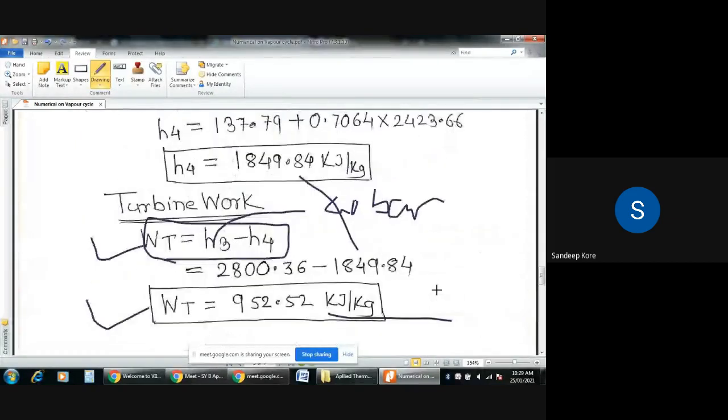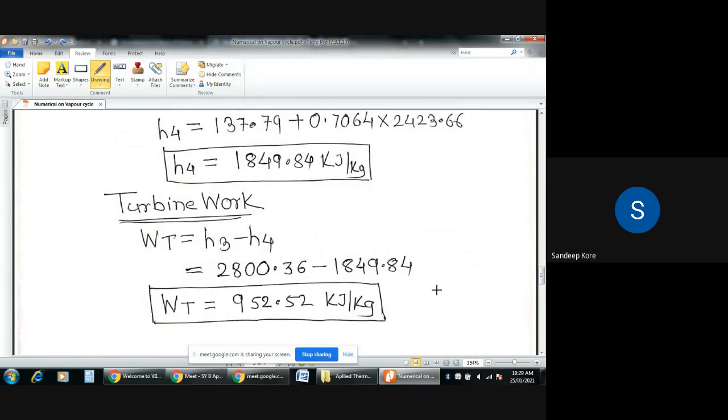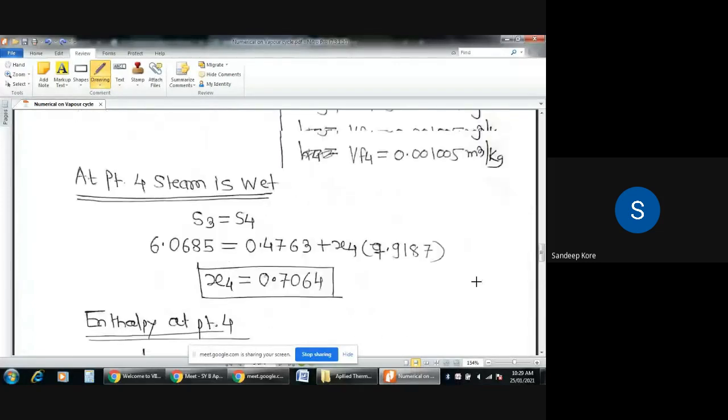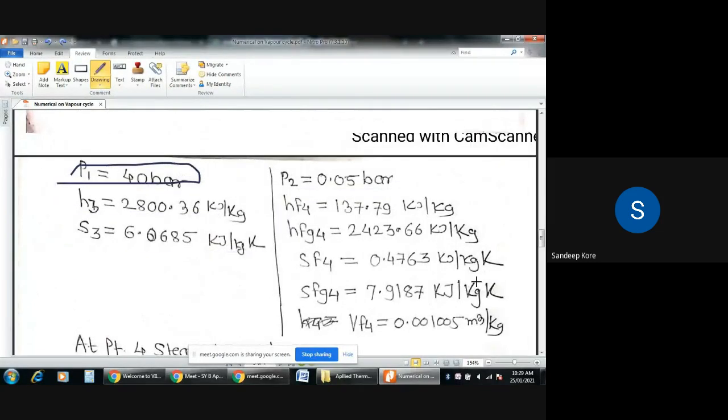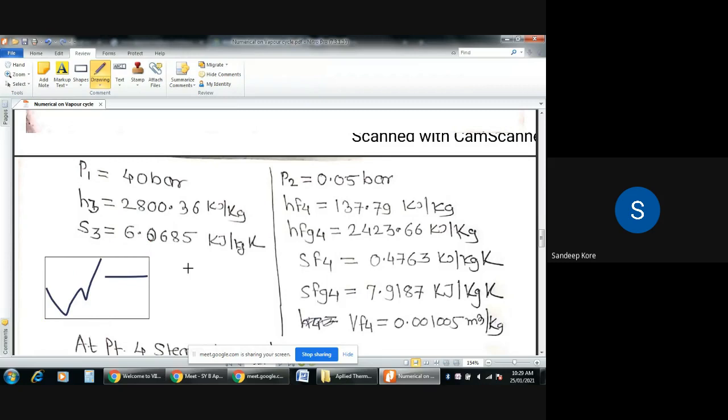So this is problem number 2. Like that, you have to solve a number of problems based on this vapor power cycle. The data from the steam table is given to you. The value of X4 may also be given directly. Based on that, we have to find out turbine work, Rankine cycle efficiency, specific steam consumption, etc. These parameters we have to find out.